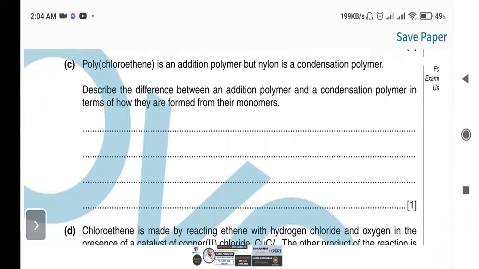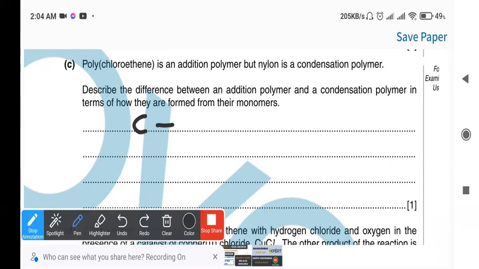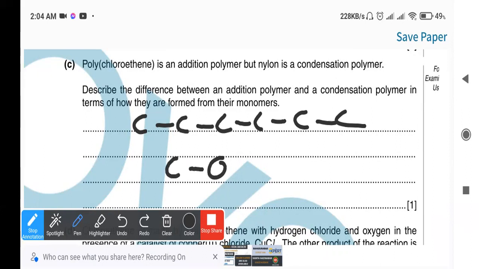The difference between addition and condensation polymers: in an addition polymer, the monomer has a carbon-carbon double bond, but in a condensation polymer, the monomer doesn't have any carbon-carbon double bond. In an addition polymer, all the links are carbon-carbon, but in a condensation polymer, in the middle part we have other atoms bonded to carbon atoms. Basically, oxygen is found there.